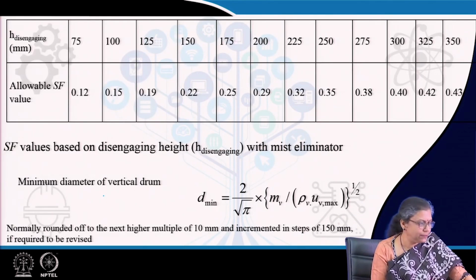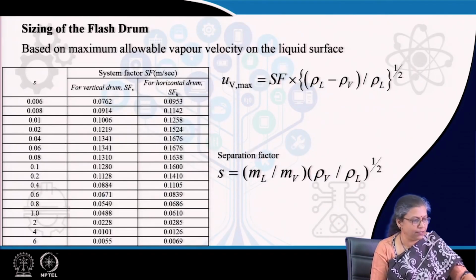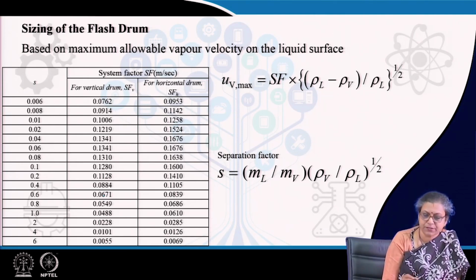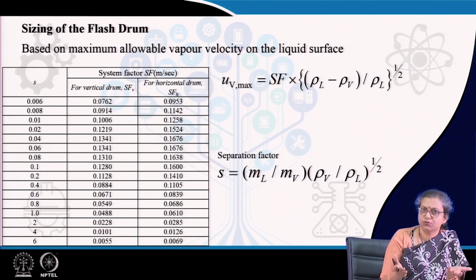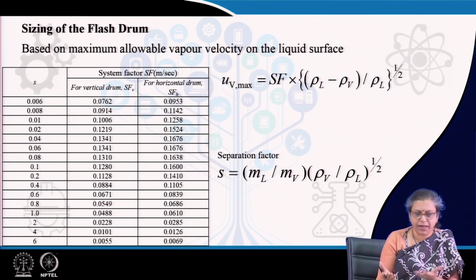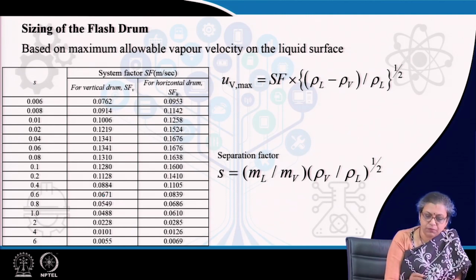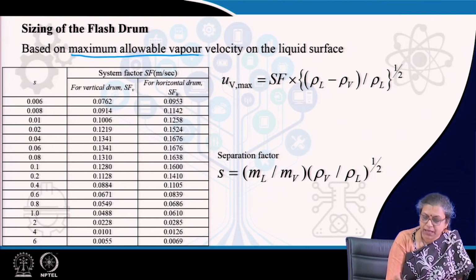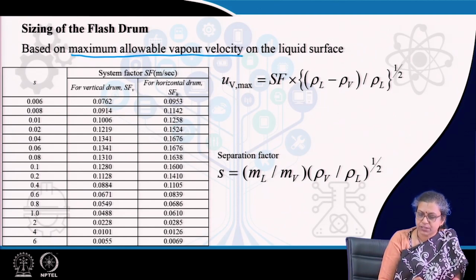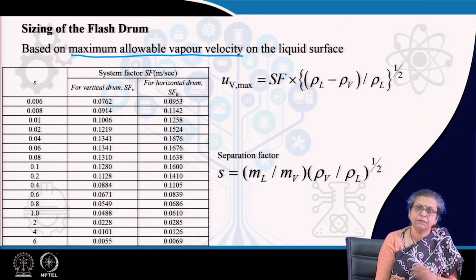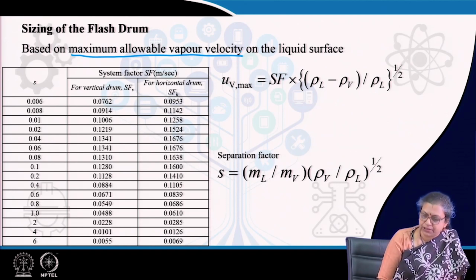Well, after the vapor flow rate etc. has been decided, the drum has to be sized. Usually the sizing is based on the total mass flow rate of the vapor, which you can find once you know V in moles per hour, the molecular weight, and the composition. So based on the total mass flow rate and the maximum allowable vapor velocity on the liquid surface, you can find out the drum diameter.